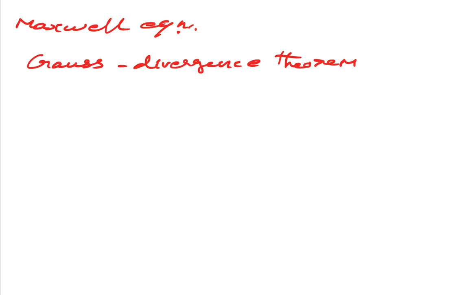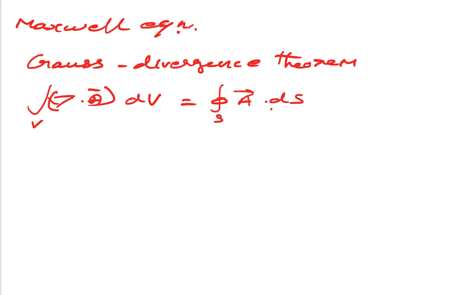Gauss divergence theorem tells that you can convert a volume integral into a surface integral. That means if you have a vector A, the volume integral of del dot A, over a bounded volume, will be converted into a surface integral, A vector dot ds. So using this theorem, you can convert a surface integral into a volume integral and a volume integral into a surface integral. So this is Gauss divergence theorem.